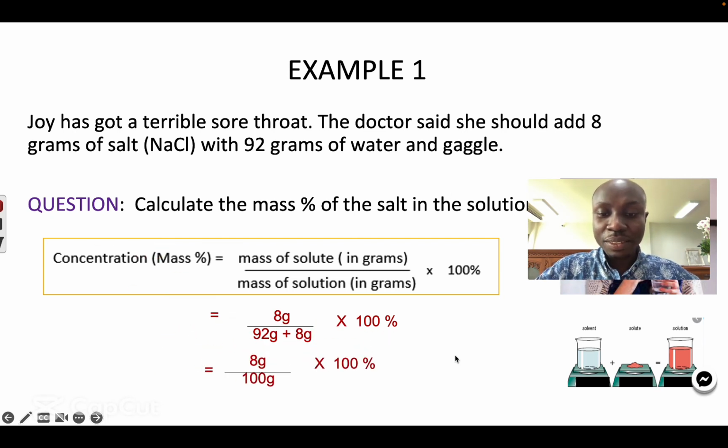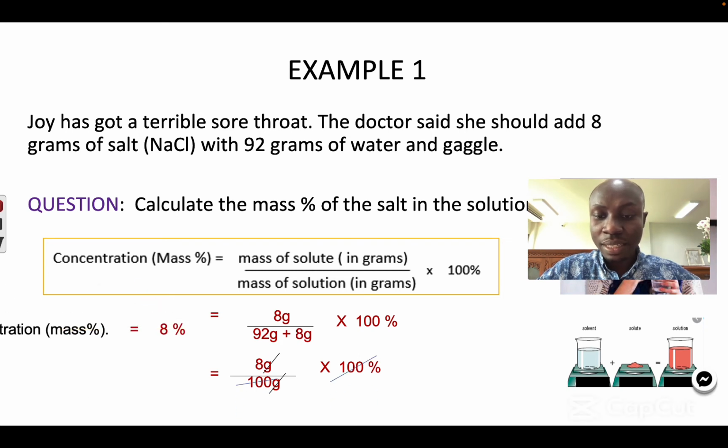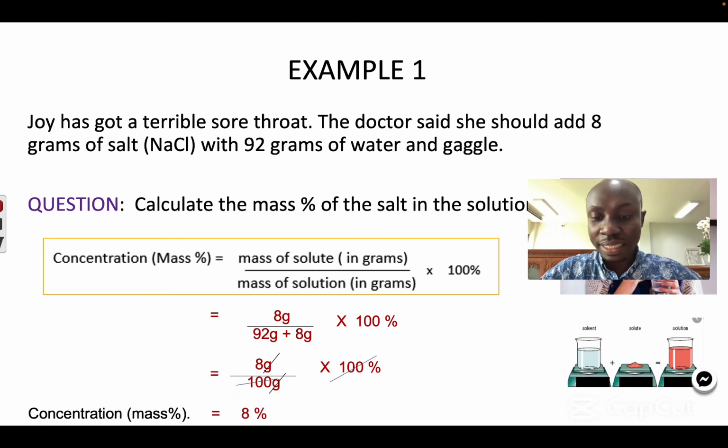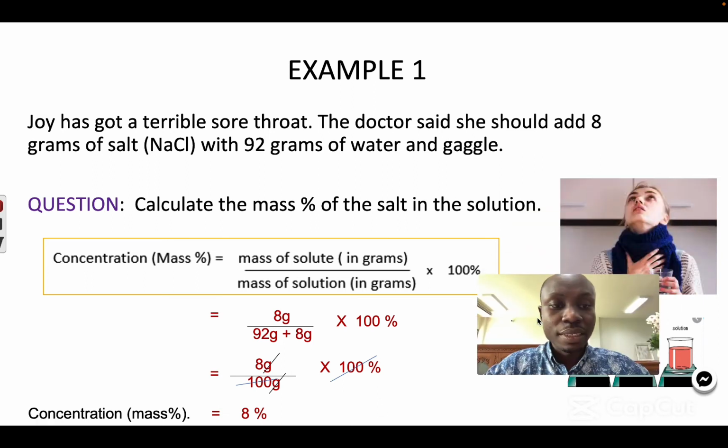If you do the calculation, you should have 8 over 100 grams, and then the grams can cancel out, and then the concentration is 8%. What does this mean? It means 8% of the solution that Joy made is salt, and 92% is water. Okay, let's look at another example.